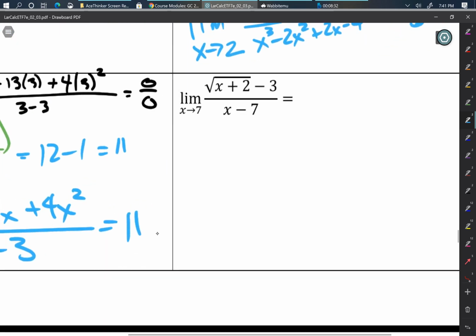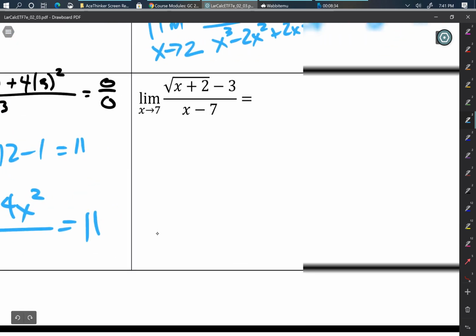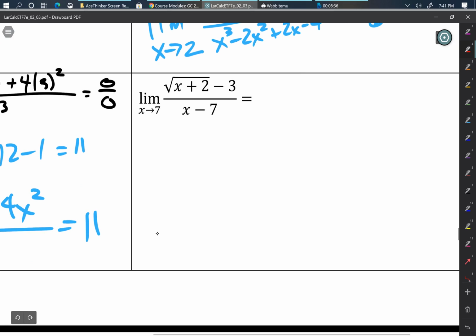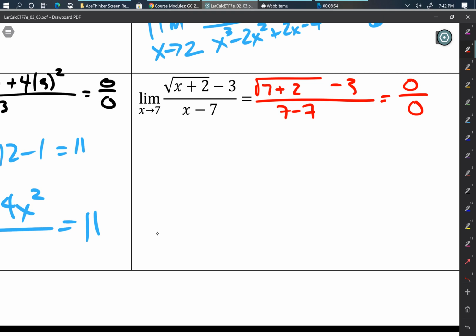All right, let's look at this one now. Again, we're doing direct substitution first because it'll tell me what to do. Square root of 7 plus 2 minus 3 divided by 7 minus 7. 7 plus 2 is 9. Root 9 is 3. 3 minus 3 is 0. 7 minus 7 downstairs is 0. 0 divided by 0. Hole in the graph, hole in the graph.